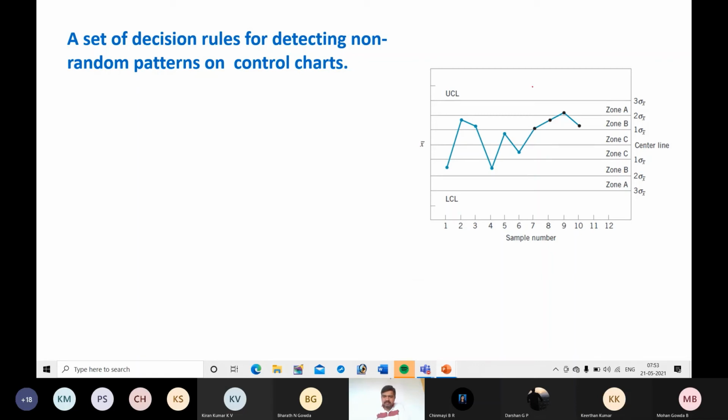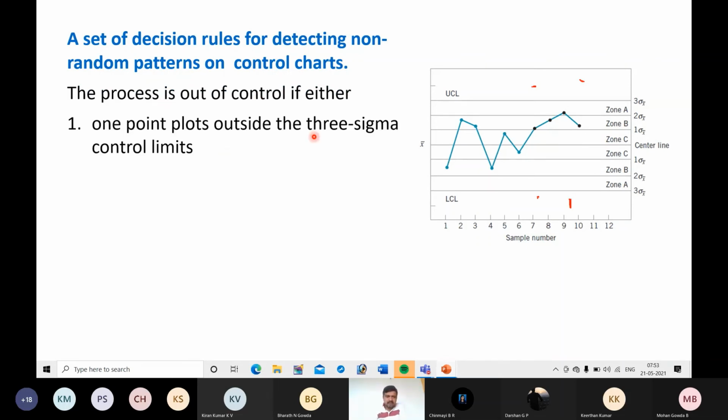Now, if there is a point which is outside the control limit like this, it is easy to find. No problem, easily we can find these points, but it is difficult to find a non-random pattern. So for that there are some rules, and based on that we can make a decision. The process is out of control if one point plots outside the 3 sigma control limits.